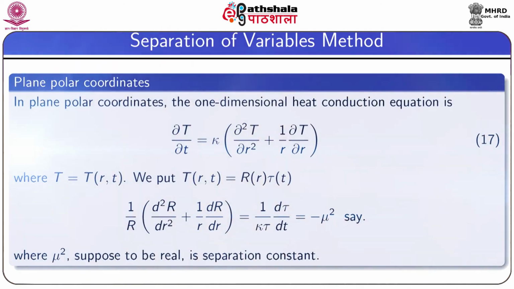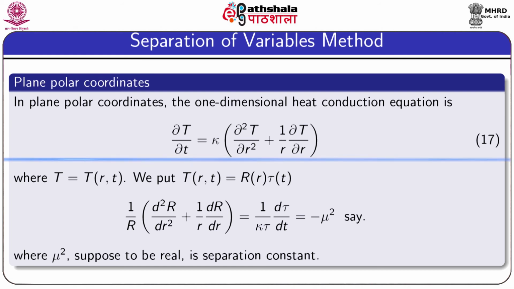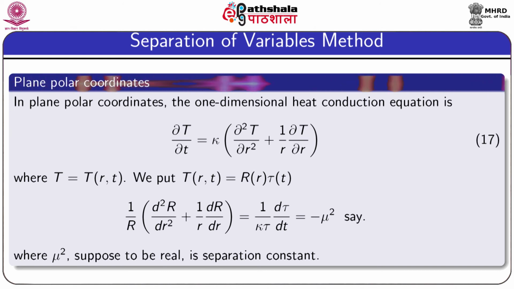Now, I am going to discuss the solution of the heat equation in plane polar coordinates. In plane polar coordinates, the heat equation takes the form. There are two independent variables, one is time t and the other is the radius vector small r. Now we are going to apply the same process, the method of separation of variables.